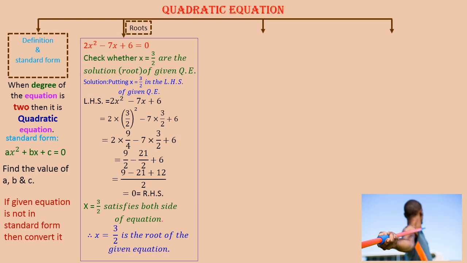Here, it is also useful for finding the value of any variable given in place of a or b or c, when it is said that 3 upon 2 is a root of the given equation, by the substitution method.